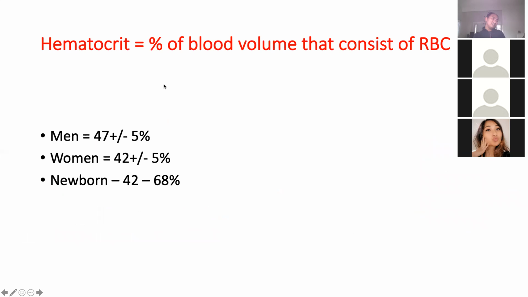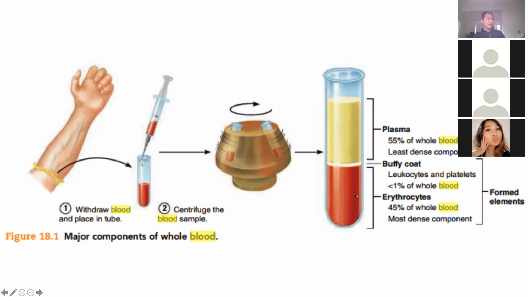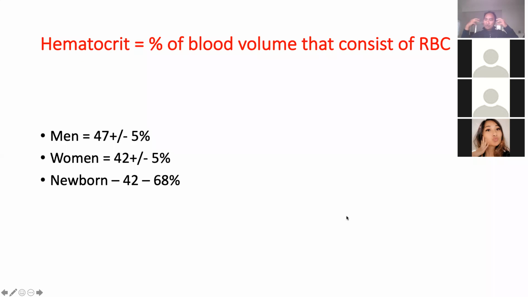Hematocrit, this little hematocrit definition is a little bit tricky. Try to hammer it in. Hematocrit is the percentage of blood volume that consists of RBC. Hematocrit is important in your daily life, in your clinical practice. Low hematocrit, high hematocrit. Low hematocrit means there is low red blood cell, which means anemia.